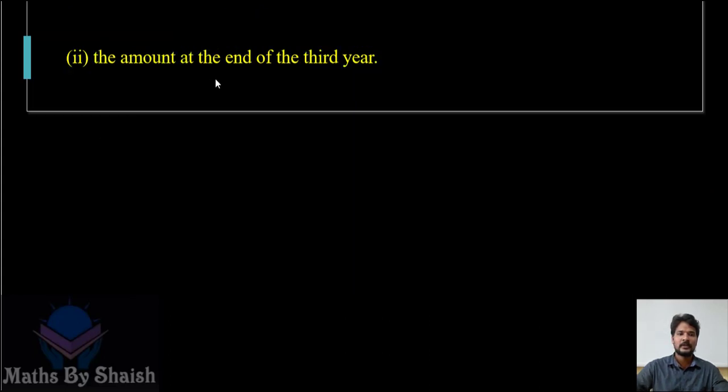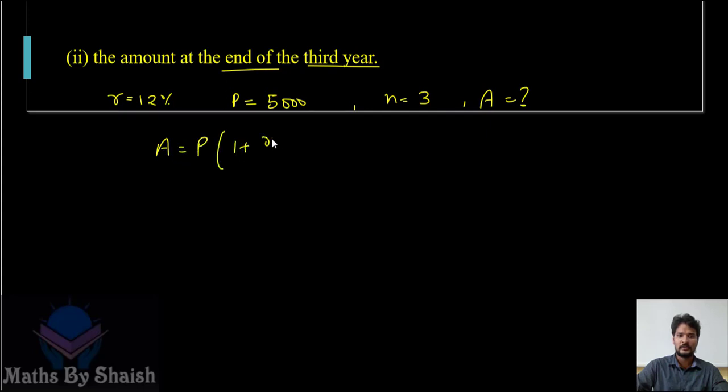Here is the second part, the amount at the end of the third year. So if we have rate of interest 12%, initial amount we can take P as 5,000 only, and N is 3 years, so the amount we require, and then we can simply use the formula A equals P times 1 plus R over 100 to the power N. We have all the values, we can calculate.